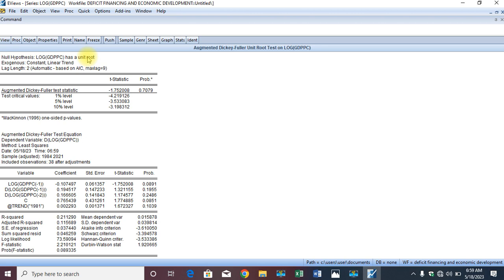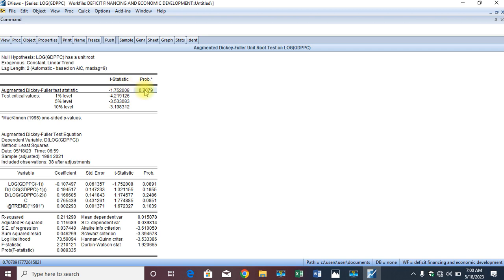Whereas the alternative hypothesis is that GDPPC does not have a unit root. There is a constant and linear trend, and automatically the system selected a maximum lag of 9. Looking at this result, your attention should always go to the first phase of the result. If you look at this first phase, we have the t-statistics, we also have the probability value.